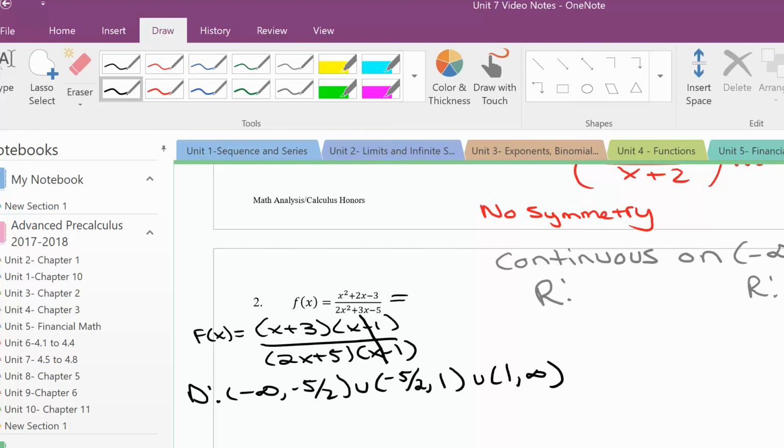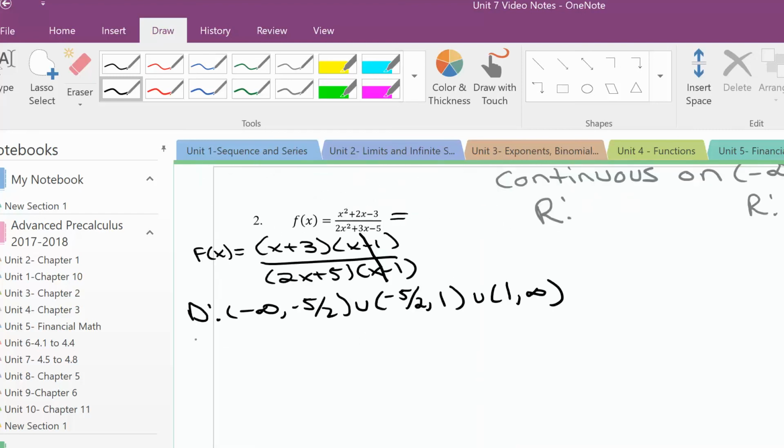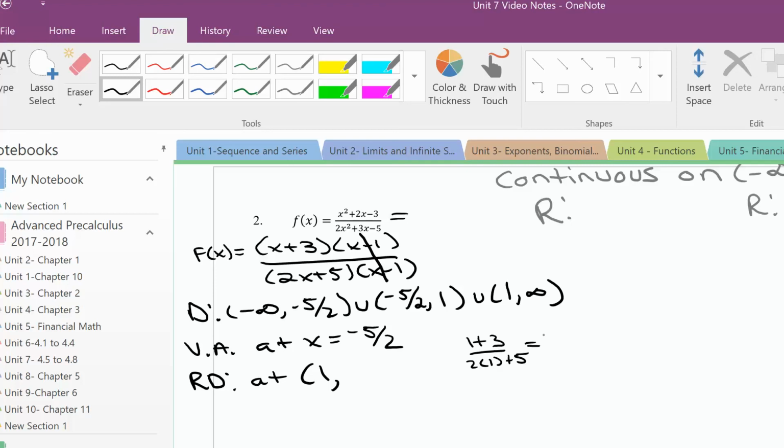Then cancel, and then you can do the vertical asymptote at x equals negative 5 halves. And then the removable discontinuity, because you canceled the x minus 1. The only thing is now you have to put 1 into this. So 1 plus 3 over 2 times 1 plus 5. So at 4/7, that's your removable discontinuity.